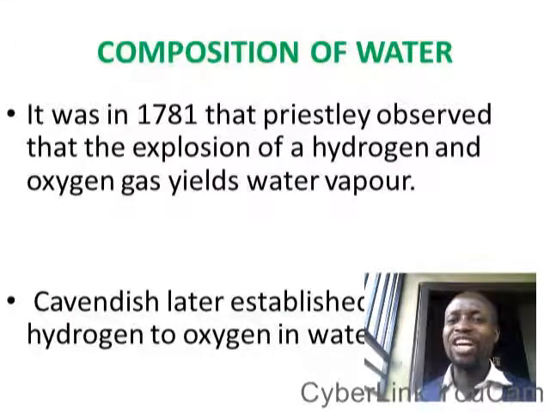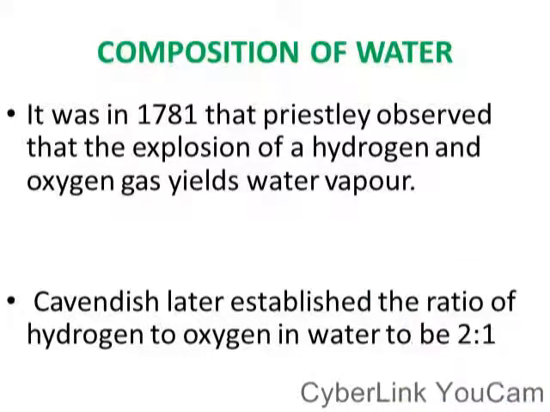Another one is the composition of water. It was in 1881. Were you born that time? That's very funny. Priestley observed that the explosion of hydrogen and oxygen gas yields water vapor. Now let's see the full page. Cavendish later established the ratio of hydrogen to oxygen to be 2 to 1. Now, what does this one mean?